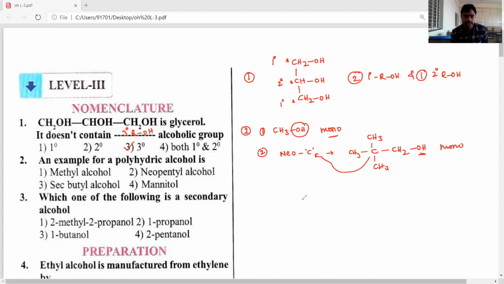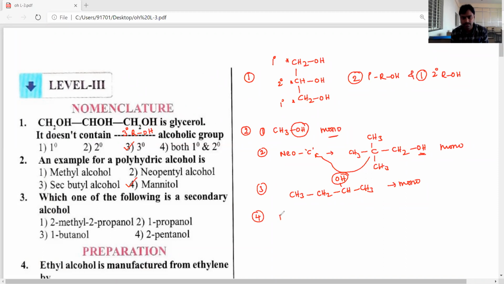Neopentyl alcohol. Next, secondary butyl alcohol. Butane means four carbon atoms are present. CH3, CH2, CH, CH3 with the OH group at the secondary carbon. It is called secondary butyl alcohol. It also has one OH group, so it is a monohydric alcohol. Now the fourth one, the answer is the fourth one. Even if you don't know the structure of mannitol, it belongs to polyhydric alcohols.